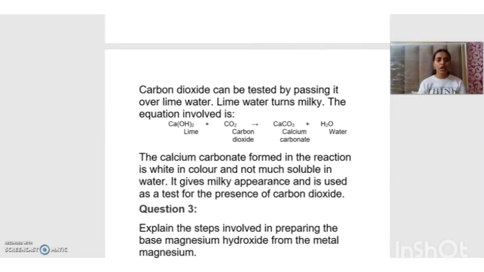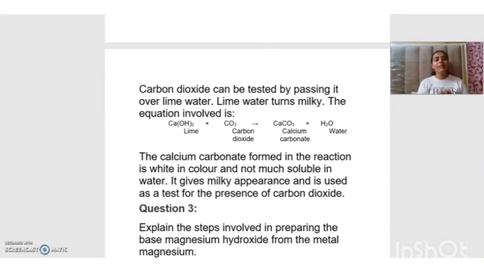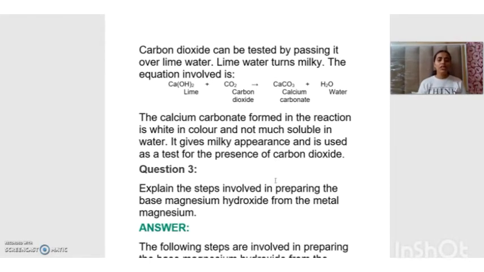The equation involved is this: when we add lime water and carbon dioxide together, it gives us calcium carbonate plus water. The formula is Ca(OH)2 plus CO2 gives us CaCO3 and water, that is H2O. The calcium carbonate formed in the reaction is white in color and not much soluble in water, so it gives a milky appearance and is used as a test for the presence of carbon dioxide, right?